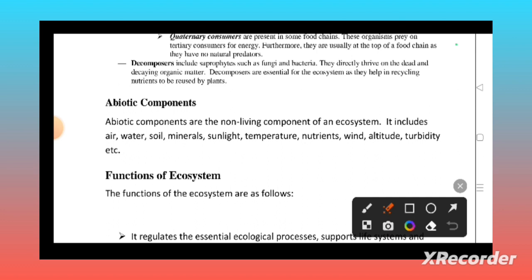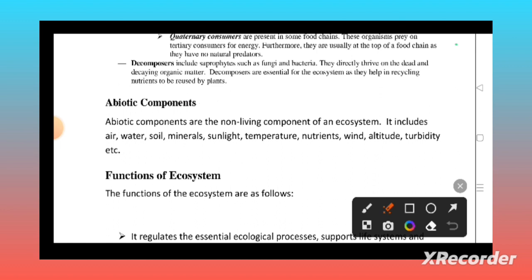They directly feed upon dead and decaying organisms. If an organism dies in the environment, it is decomposed within a few days. How is it possible? It is possible only because of fungi and other organisms which feed upon them. They are known as the decomposers. They help in the nutrient recycling process.